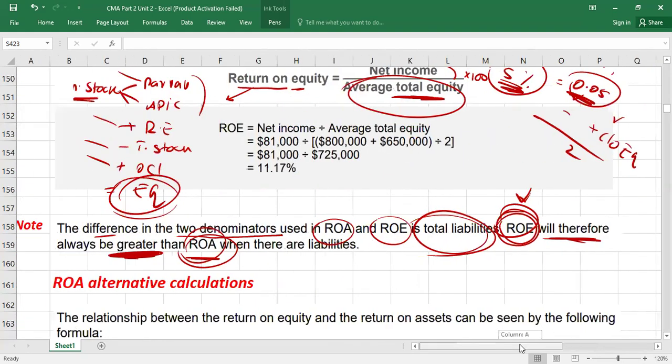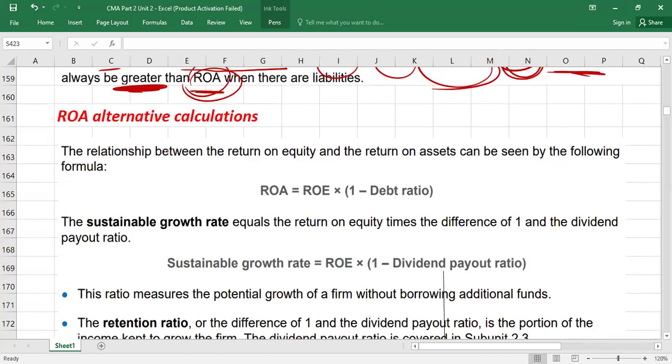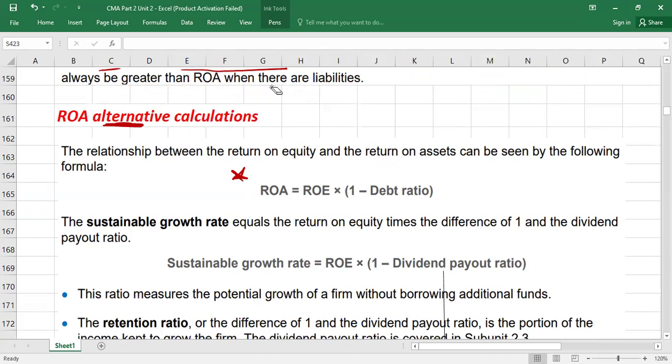And one more formula is there, guys. Please remember, this is the alternative formula for return on asset. How do we calculate return on asset by the alternative? For return on asset, what was the previous formula I told you? Return on asset equals net income divided by average total assets, and multiply by 100.